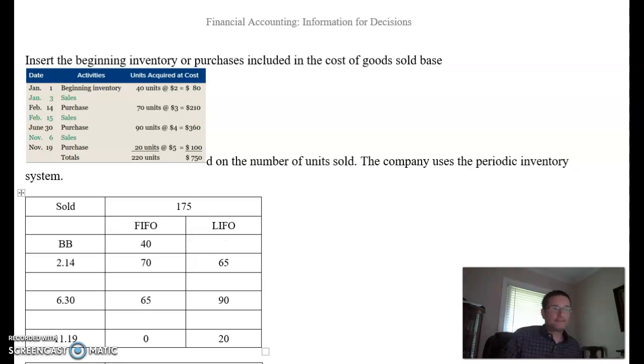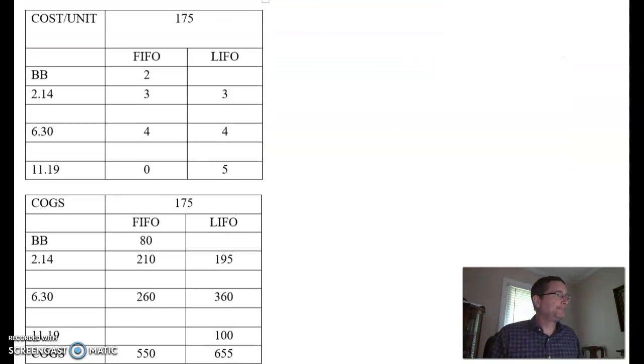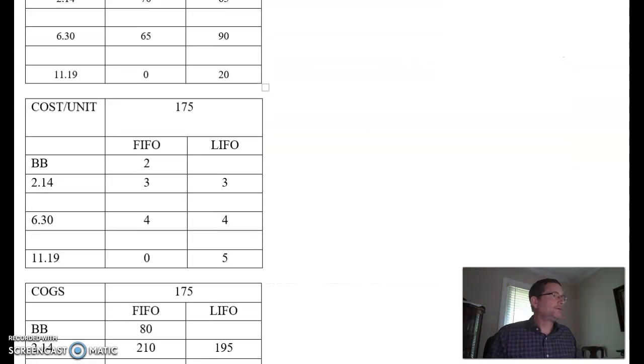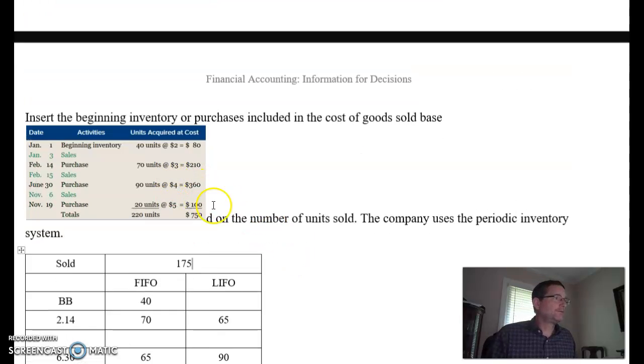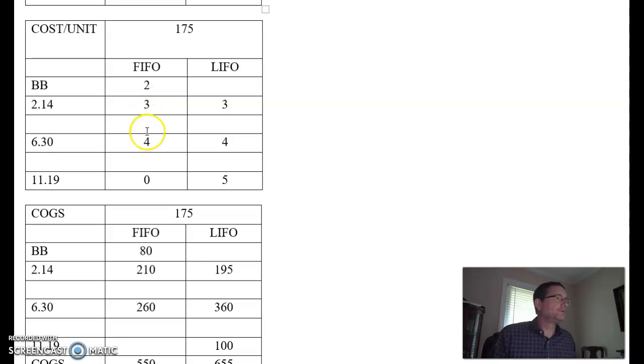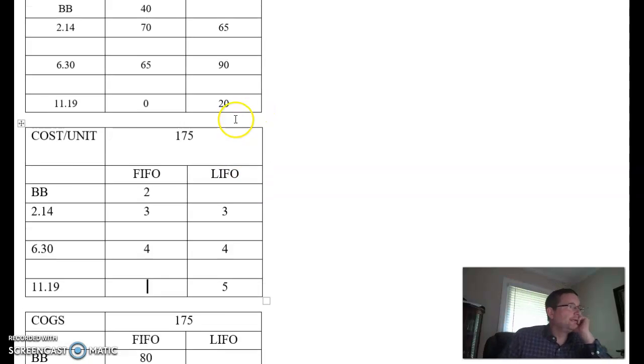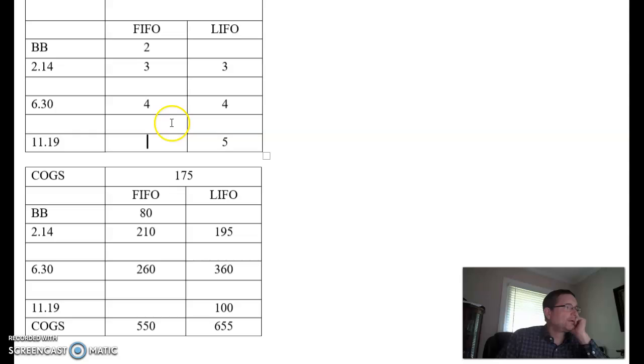Now look, it's going to take some practice. We're going to go over a few of these, okay? So then what you do is you write down the cost per unit. We didn't sell anything for November 19th, so we don't need it. Same thing for beginning inventory. We didn't sell anything for that, so we don't need it. All right, so then it would be 2 times 40.